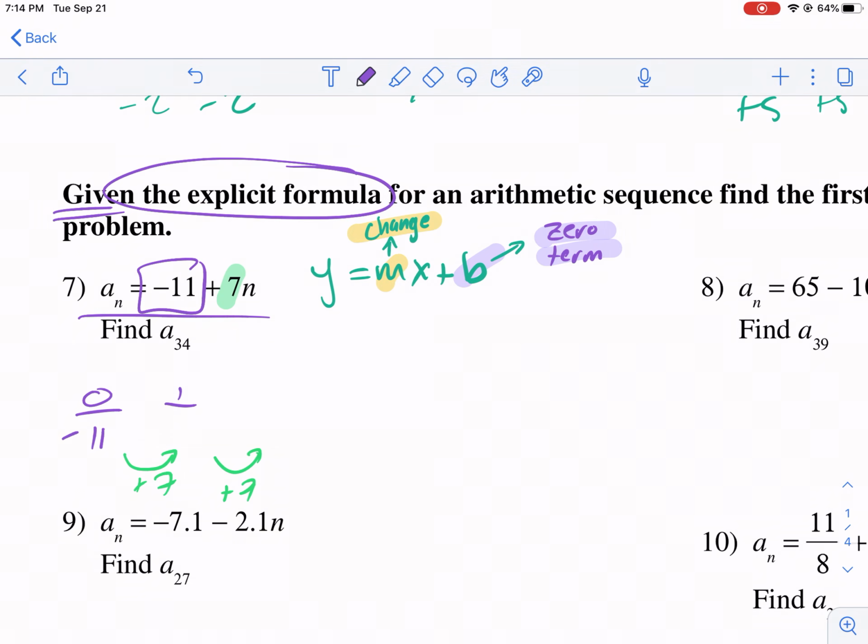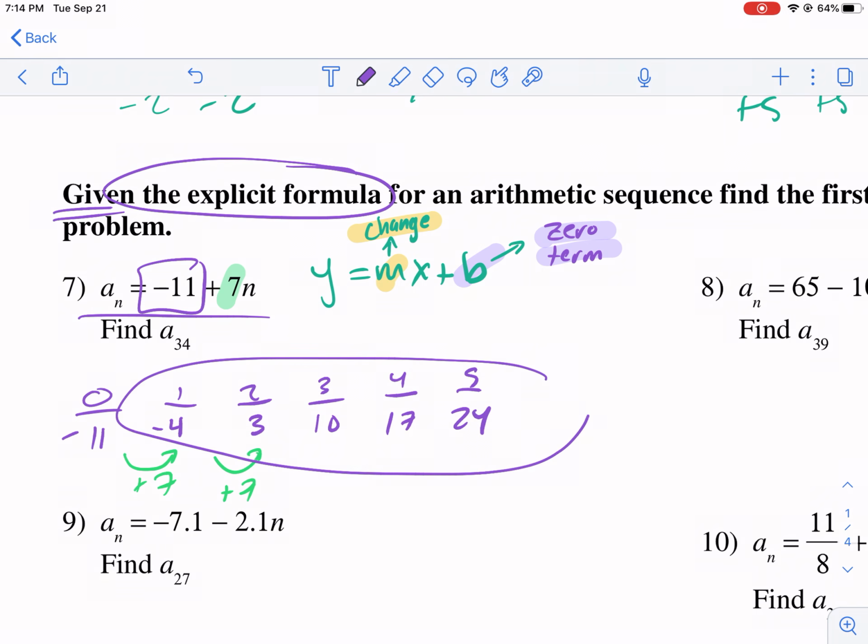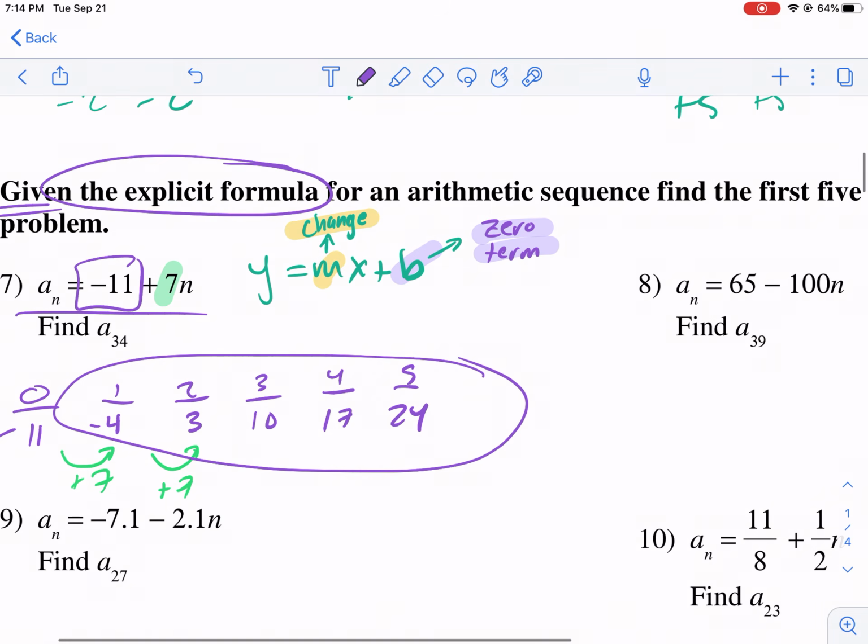So we have the first term here, plus 7 would be negative 4. The second term here would be plus 7. That would take us to positive 3, and so on. So we'd have 3, that would be 10. 4 would be 17, and then we'd have 24. So it asks for the first 5 terms. There we go. And then it's asking us for a of 34.